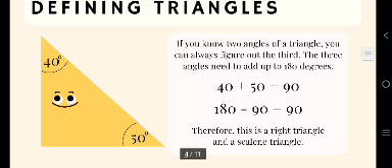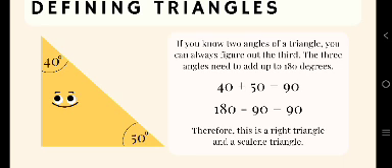Defining triangles. If you know two angles of a triangle, you can easily figure out the third. The three angles need to add up to 180 degrees. Here in the figure, we see that 40 degrees and 50 degrees are already given. Now, suppose the third angle which is not given is x.